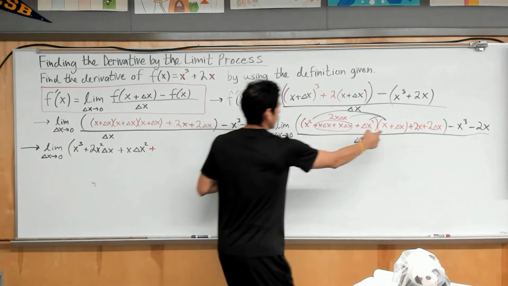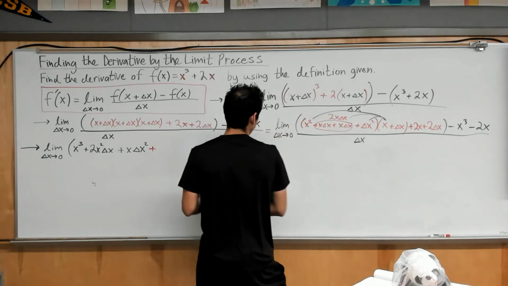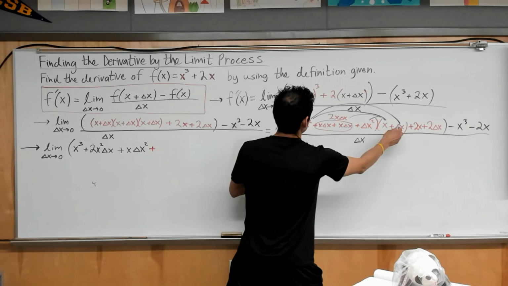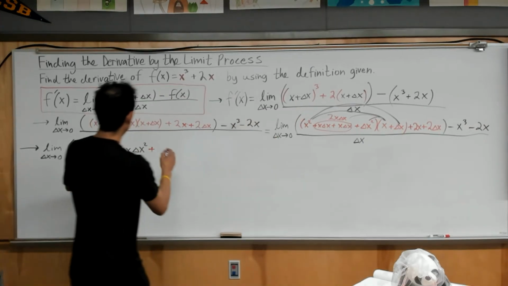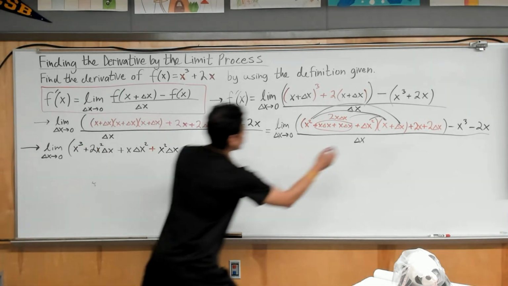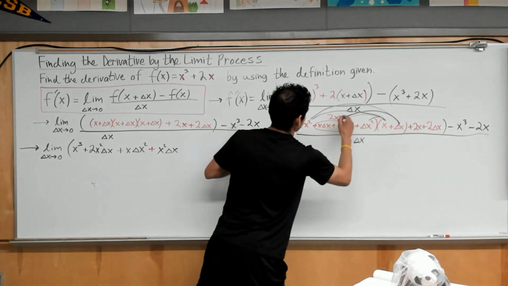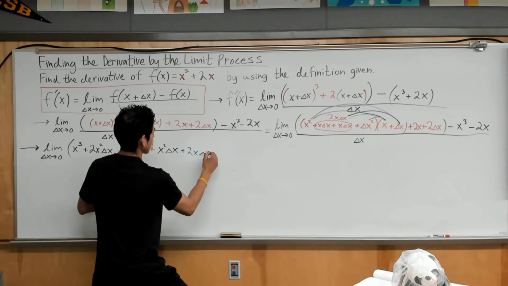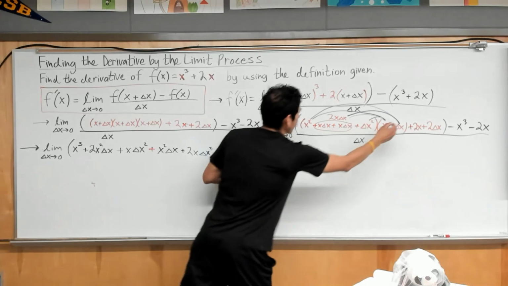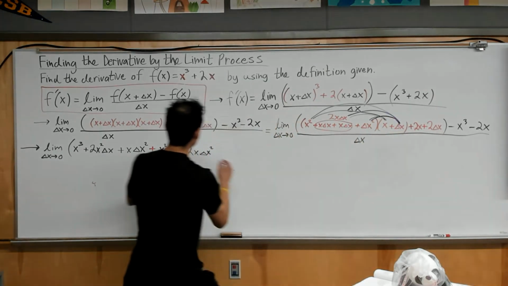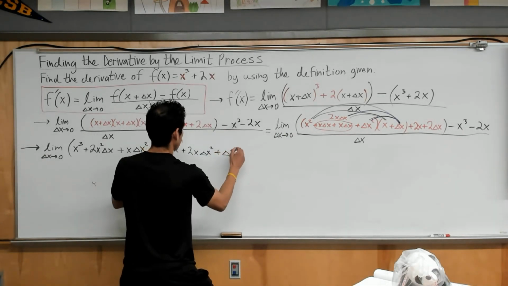Plus, now I multiply each of these by delta x. Let's use a purple actually so I don't mess up. So now we distribute this to all of them. So delta x times x squared, so x squared times delta x, times 2x times delta x, so plus 2x times delta x squared, plus delta x times delta x squared, so plus delta x cubed.